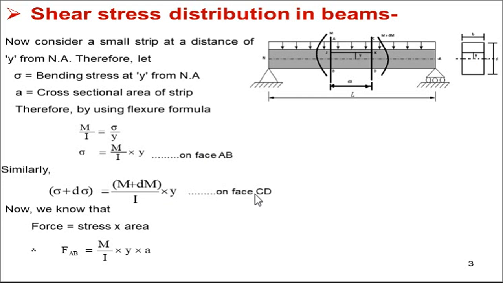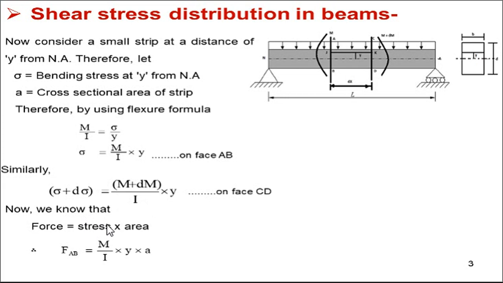Similarly, on the face CD, you can see the other section CD. Again the same flexural formula is used, and the bending stress for the other section is sigma plus d sigma. So sigma plus d sigma is equal to, instead of M, at the CD section we consider M plus dM. We consider moment M at AB and moment M plus dM at CD. So for the CD section you can put M plus dM; I is the same for both sections, and y is the distance from the neutral axis on the face CD.